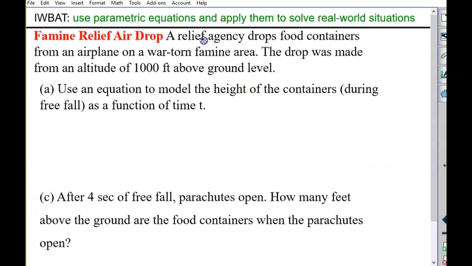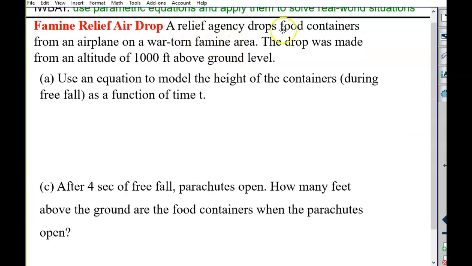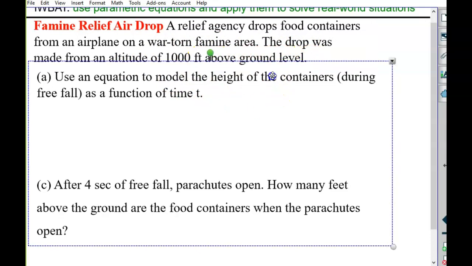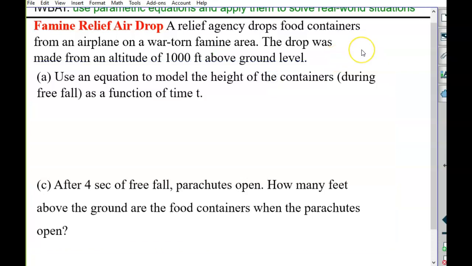All right, so what do we got? A famine relief drop. A relief agency drops food containers from an airplane on a war-torn famine area. The drop was made from an altitude of 1,000 feet above the ground. Use an equation to model the height of the container during this free fall as a function of time.